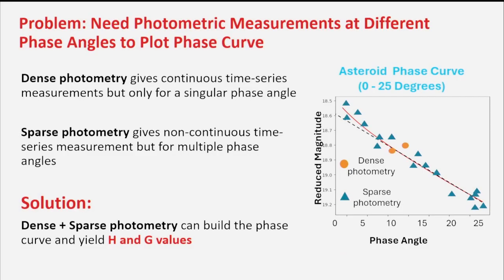Because in the phase curve, you need observations of the asteroid at different phase angles, which dense photometry simply does not give. So that's where I turn to sparse photometry. This is taken from sky surveys, and it is basically time series data, but not continuous. So maybe one observation every couple of months. The good thing is we get to explore all the different phase angles of the asteroid. So by combining dense and sparse photometry, we would be able to get all of the physical properties of this asteroid.